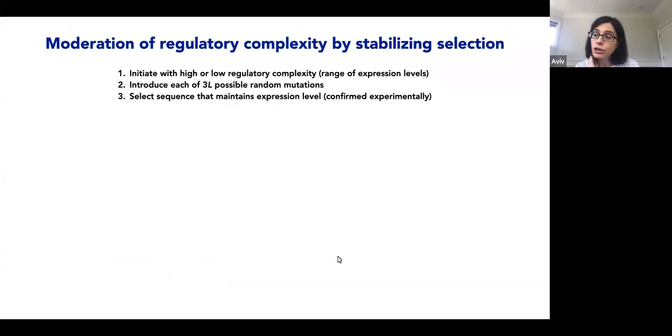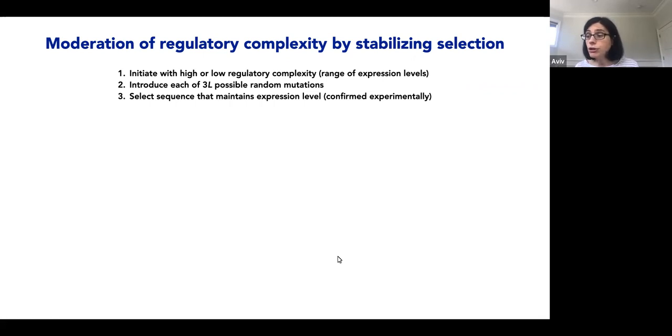Then for the last regime, we looked at stabilizing selection, which favors maintaining the existing expression levels. And we asked what happens to regulatory mechanisms. So we initiated with sequences that, based on our original biochemical interpretable models, will have high or low regulatory complexity, which is 1 minus the Gini index of the TF interaction strength.